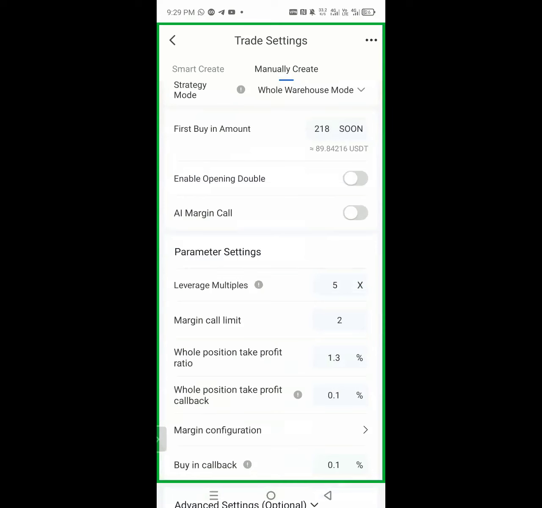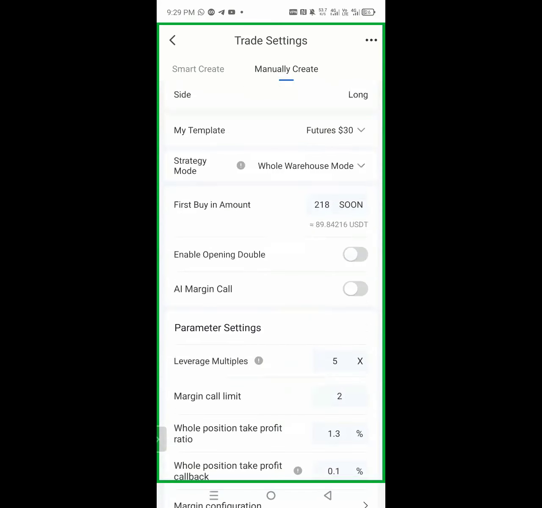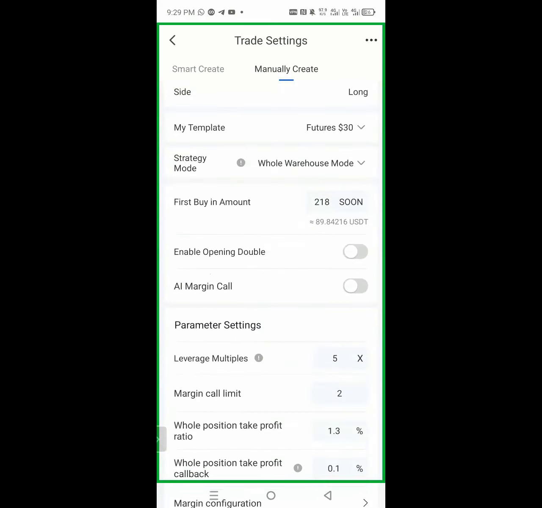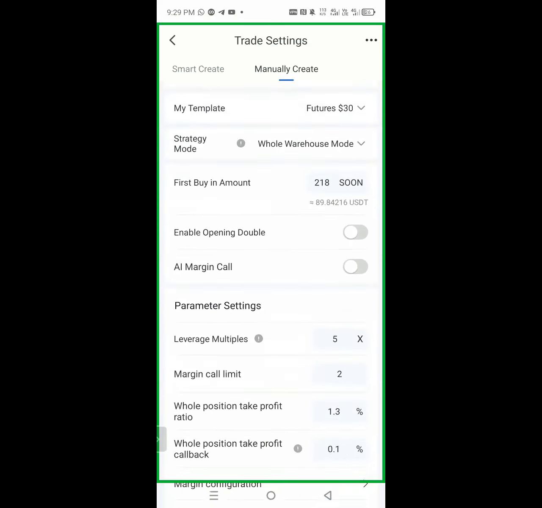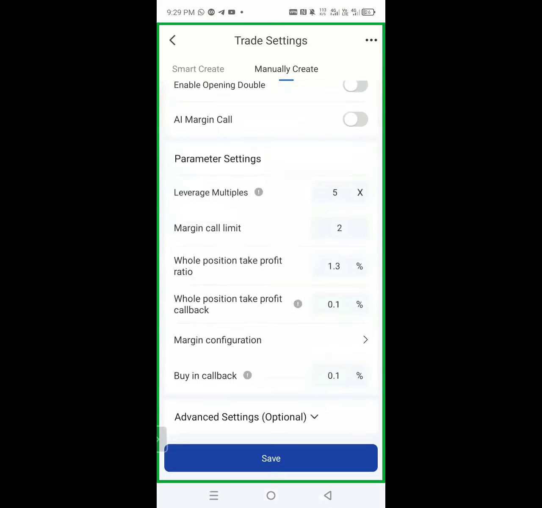Then you will take the whole position take profit. You already know that one. You just set it. The main important thing is setting your leverage and your first buying amount. That is for futures. You understand? So let's see if you have any questions here for the futures.